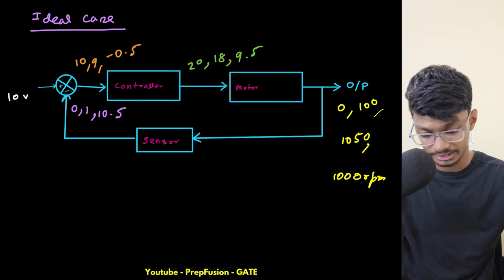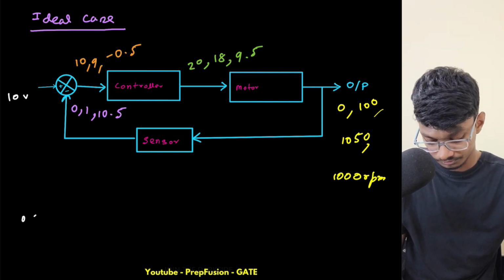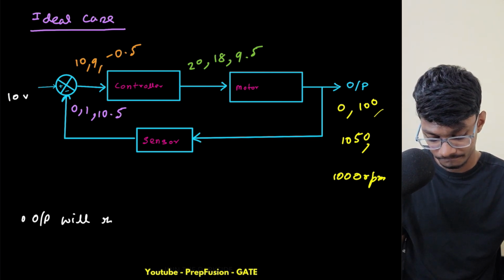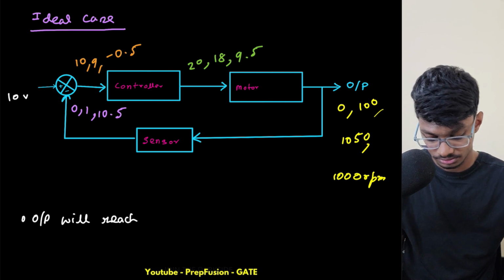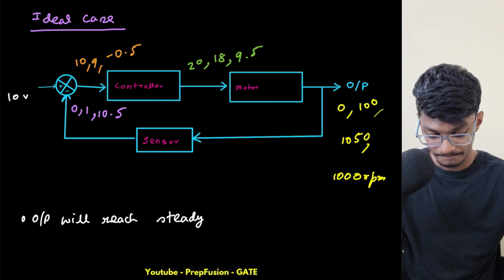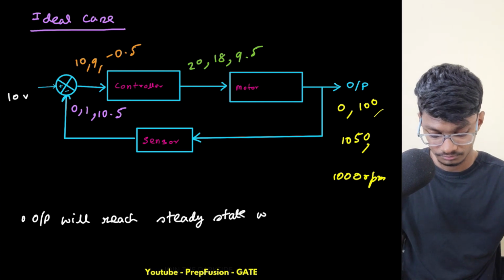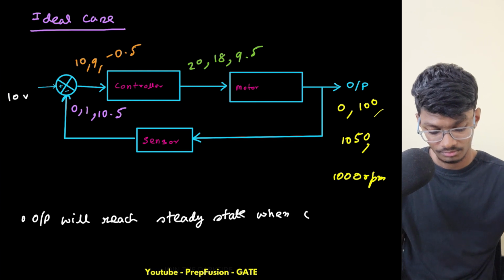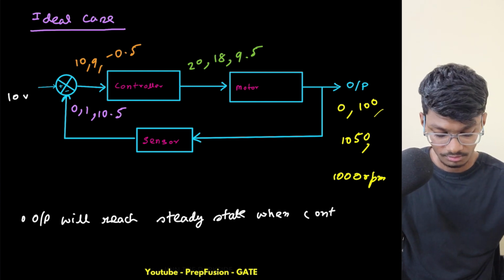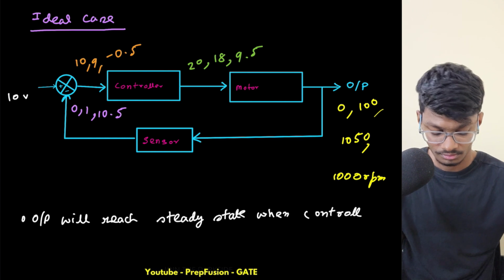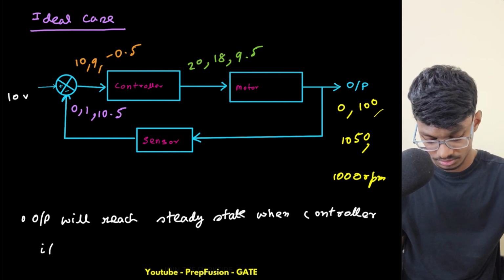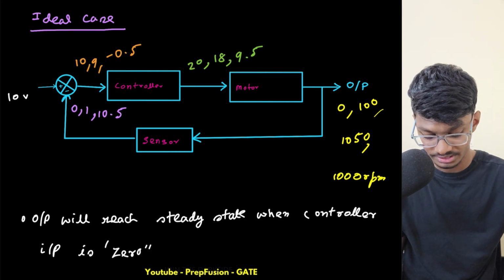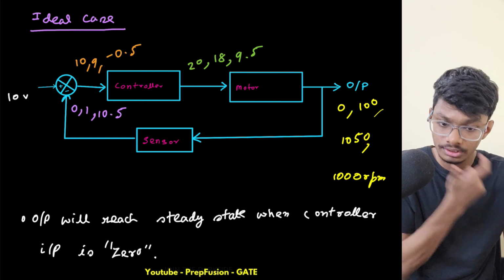So one thing I want to write here is that my output will reach steady state when controller input is 0. Very important. Output will reach steady state when control input is 0. Then only my output will reach steady state.